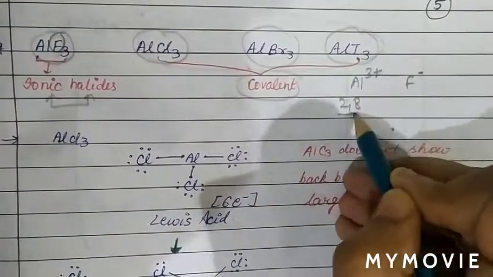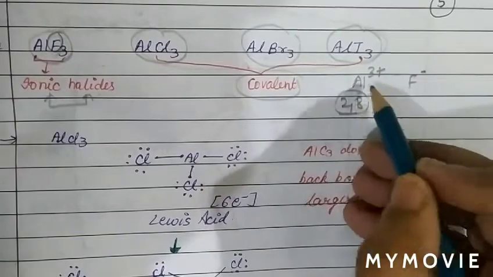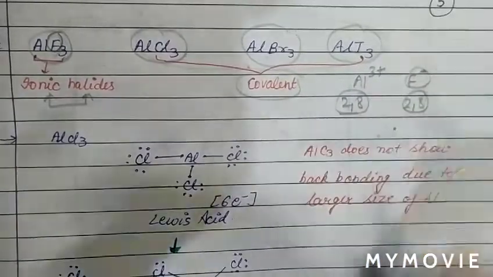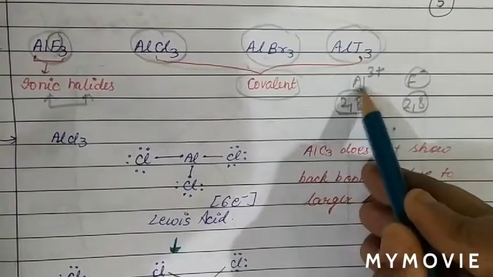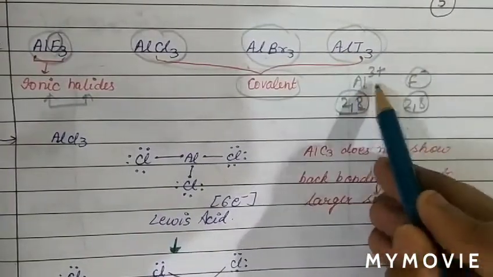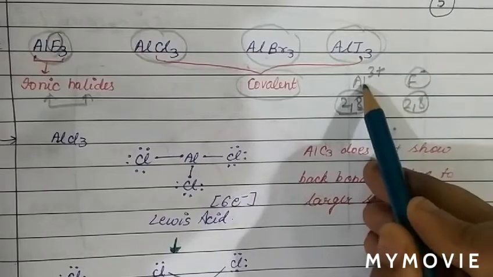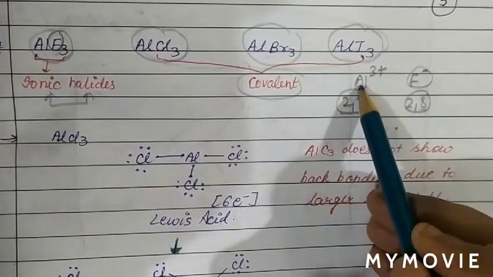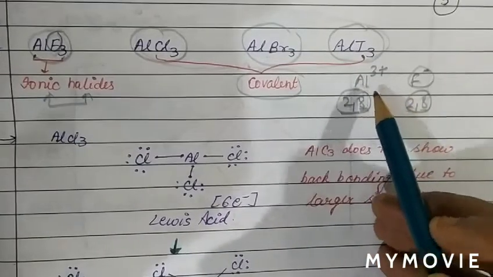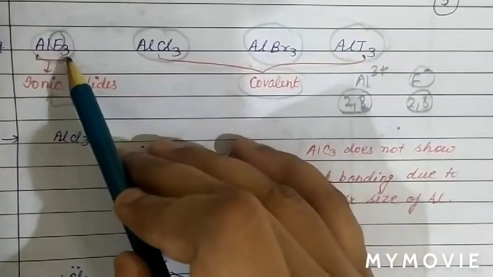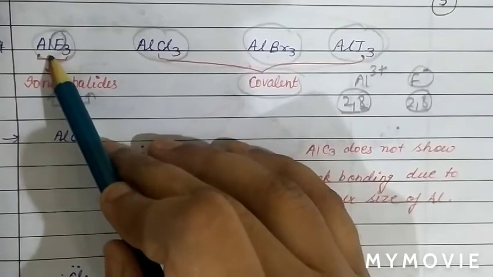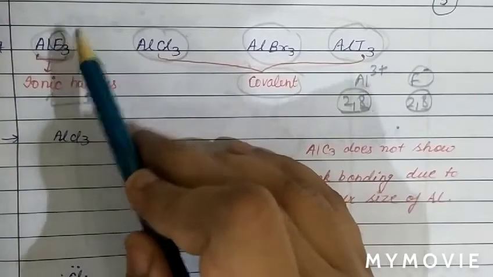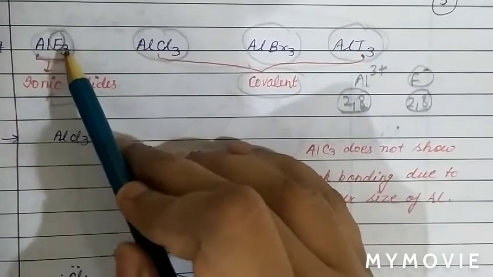We can see there are 2 and 8 electrons in the electronic configuration of aluminium, because 10 electrons are there, and in the case of fluorine there are also 10 electrons. So we can see the octet of each atom, aluminium and fluorine, is complete. It means it will not act as a Lewis acid. So remember this question, which is very important. When we look at AlF3, it looks like it is electron deficient, but AlF3 is not electron deficient.